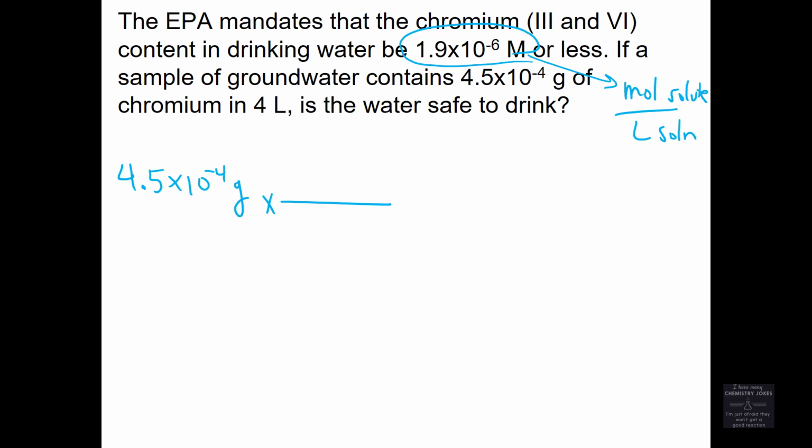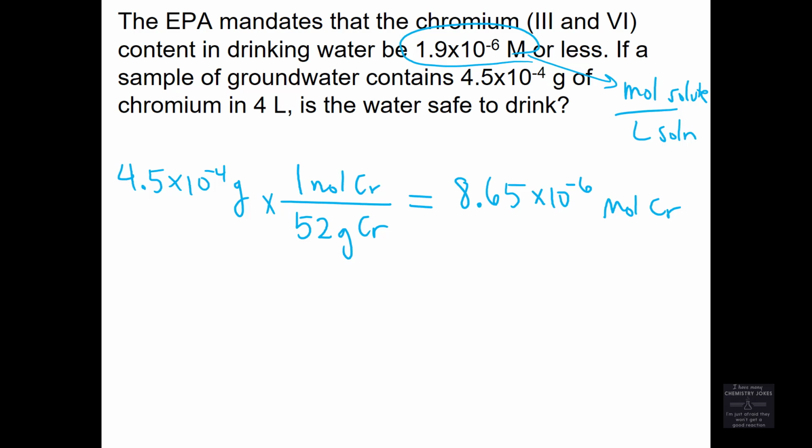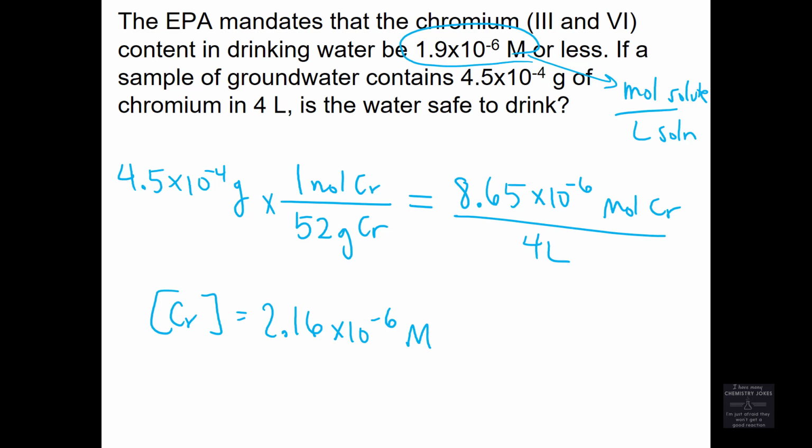So this is chromium that's up for discussion, and chromium weighs 52 grams in 1 mole. So that tells me my sample should have, do the math, 8.65 times 10 to the negative 6 moles of chromium in it. That's chromium 3 plus and chromium 6 plus combined. If I'm wanting to know the concentration of chromium in my sample, I can divide that by 4 liters. So that divided by 4 liters, 2.16 times 10 to the negative 6 molar.